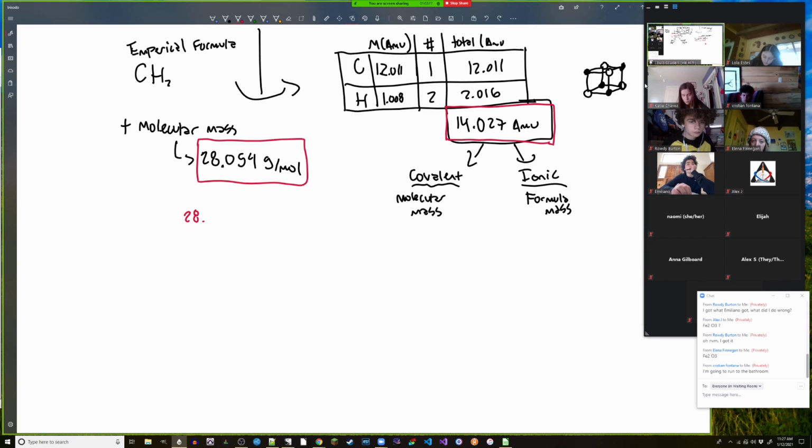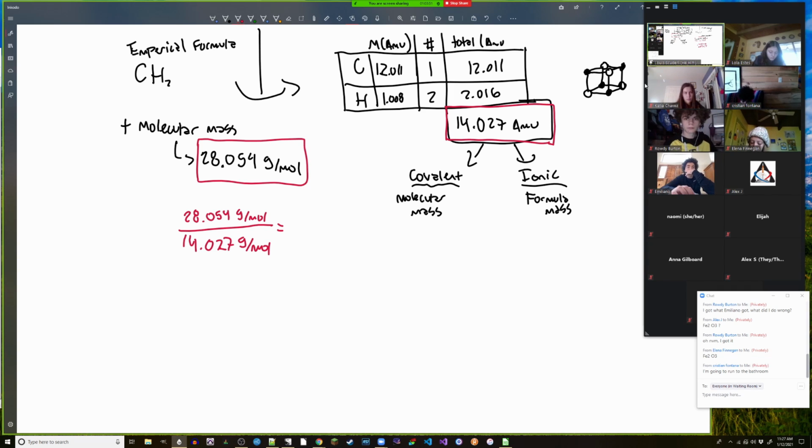28.054 grams per mole. And we're going to divide by what we calculated is the mass of our empirical formula, the 14.027 grams per mole. Right, and I'm switching between AMU and grams per mole here. The 14.027 AMU was the mass of a single molecule of CH2, theoretically. And the 14.027 grams per mole is the number of grams of a mole of that substance. I hope that's not too crazy.